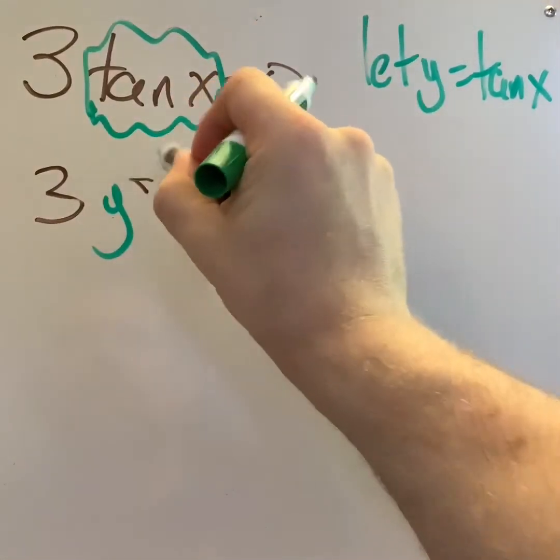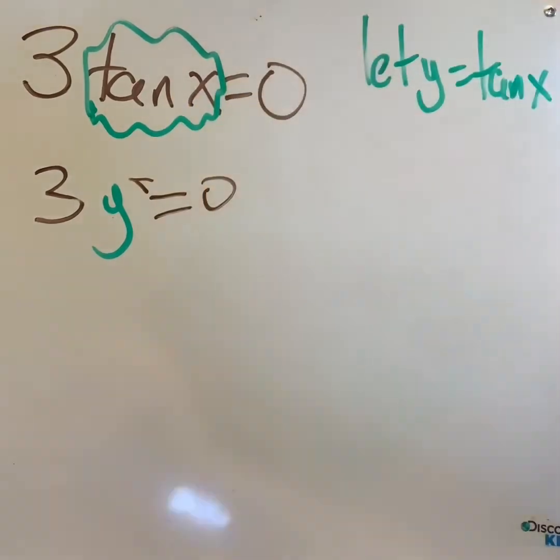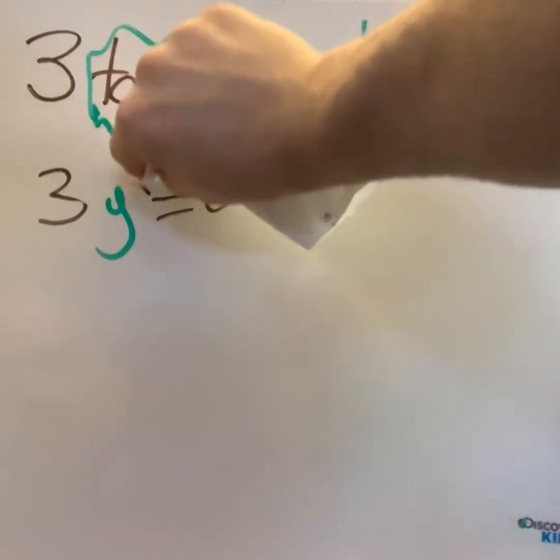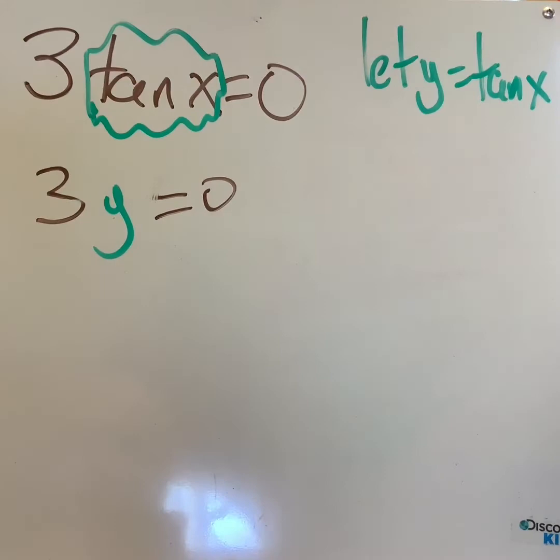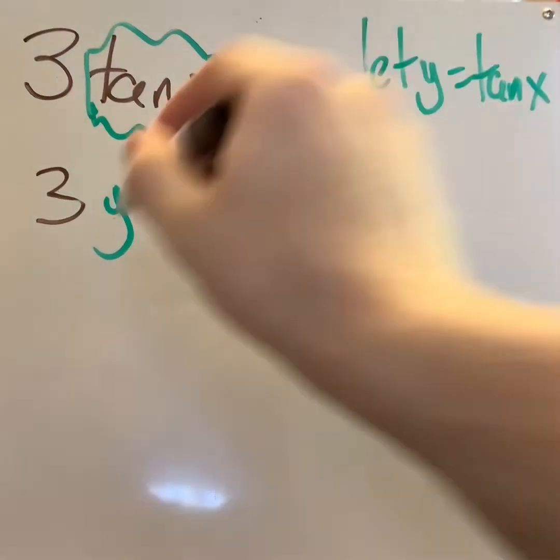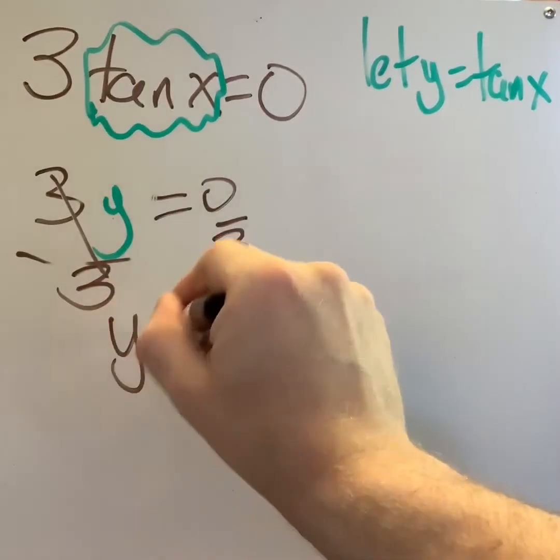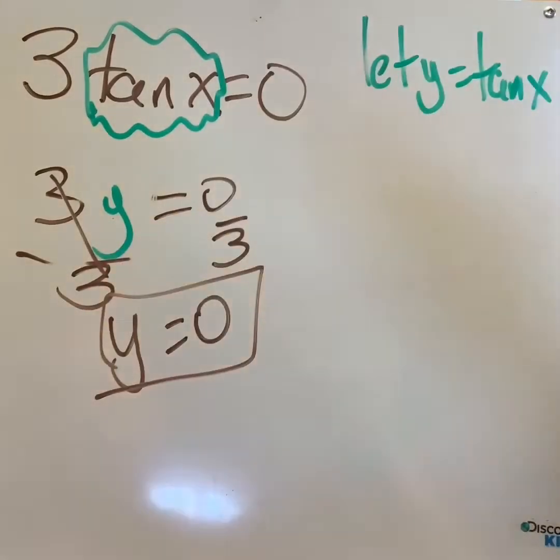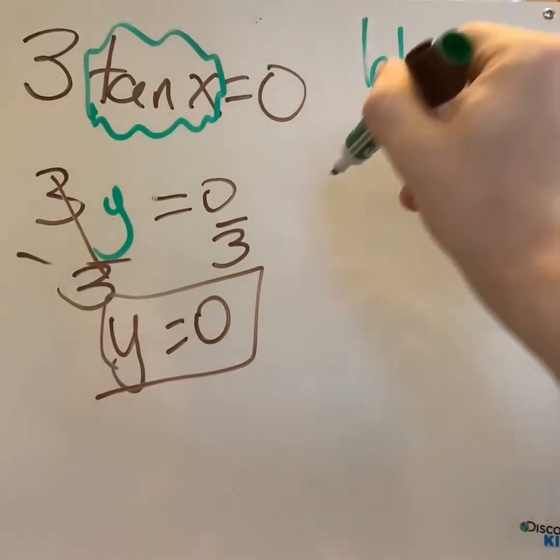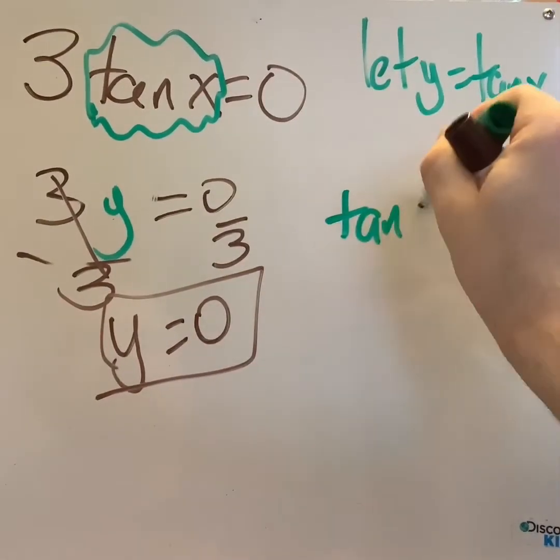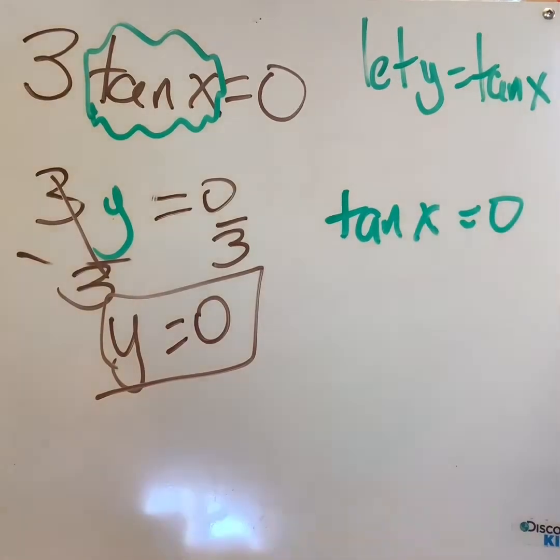So we get 3y is equal to 0. We divide by 3, and we get that y is equal to 0. So if y equals 0, well, we let y be equal to the tangent of x. That means that the tangent of x is equal to 0.